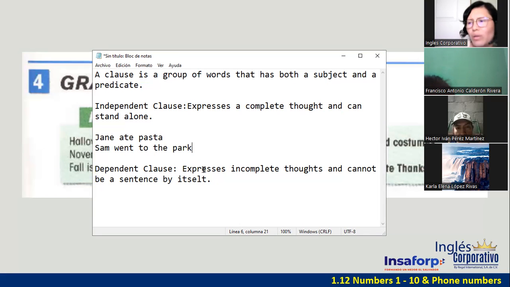Now, what about these ones? ¿Qué tal estas? Look, because she was hungry, went, he finished school.